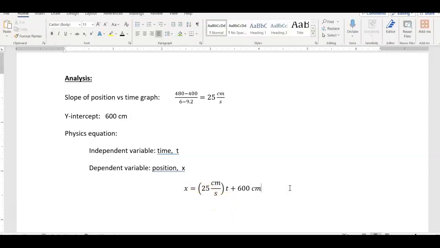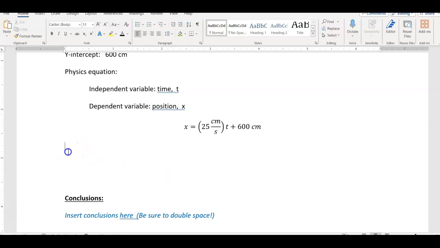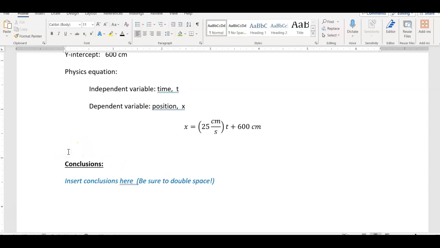Okay, so there's a good physics equation, right? I followed all the rules. I used descriptive names on my dependent and independent variables. I put the slope in parentheses, and I put units on both the slope and the y-intercept. Okay, so that's a good equation. That's the end of the analysis section.